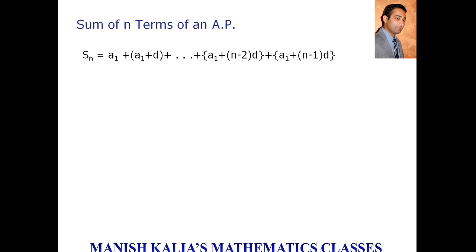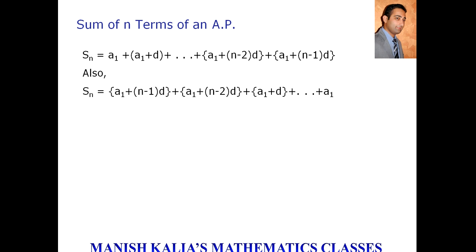Now the sum of n terms of an AP. For the proof, we do a very important thing: we reverse the AP and add the two. When you reverse and add, we have already shown that the sum of the first term and the last term of an AP is equal to the sum of the second and second last term, and the general sum we denote as 2a plus n minus 1 into d, the first and last term sum.